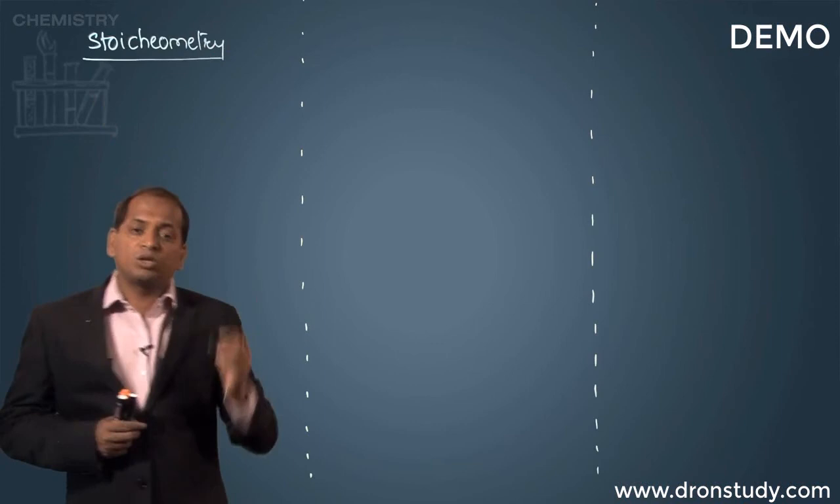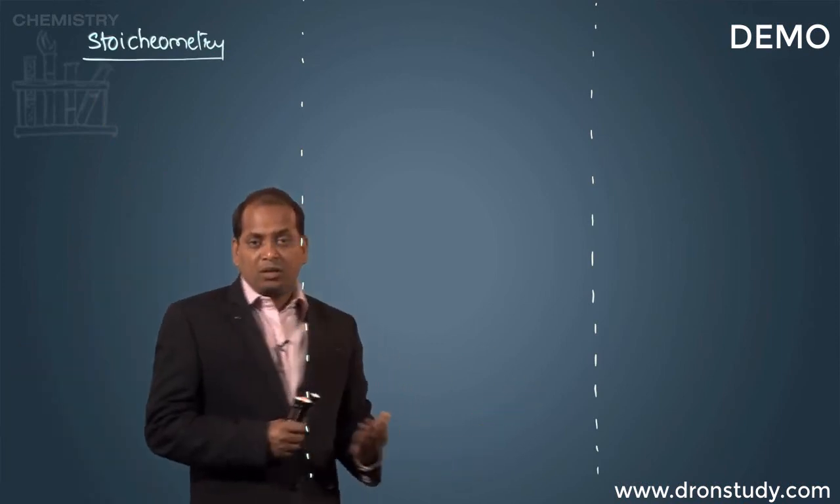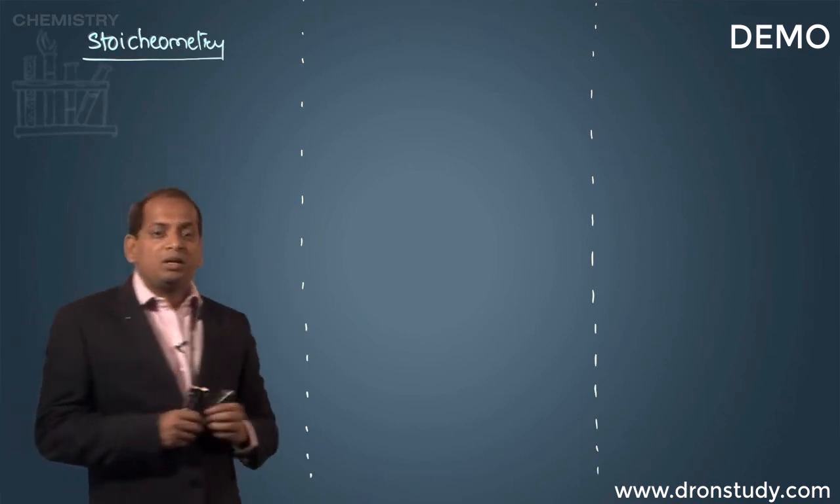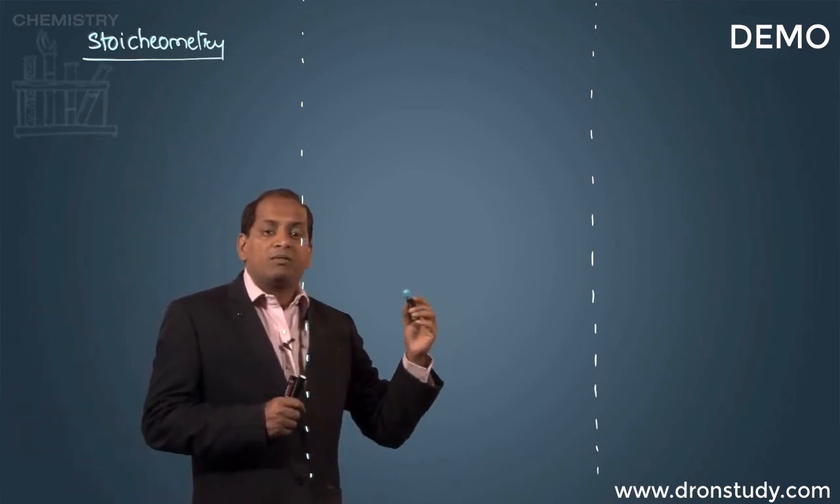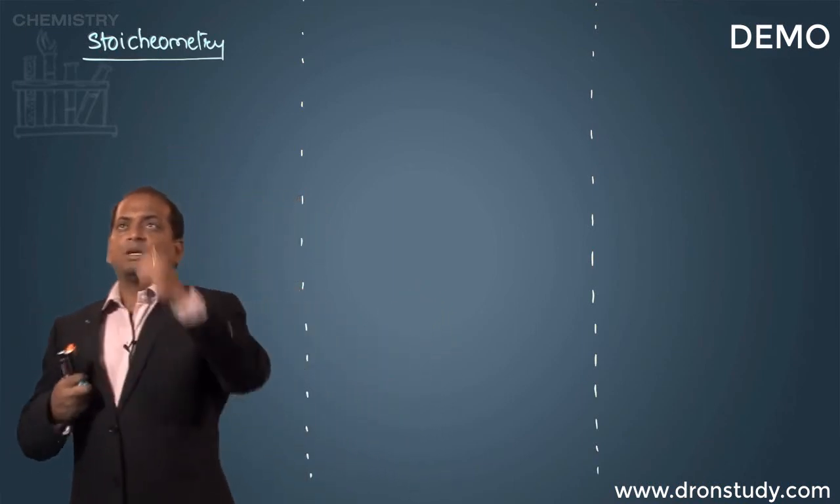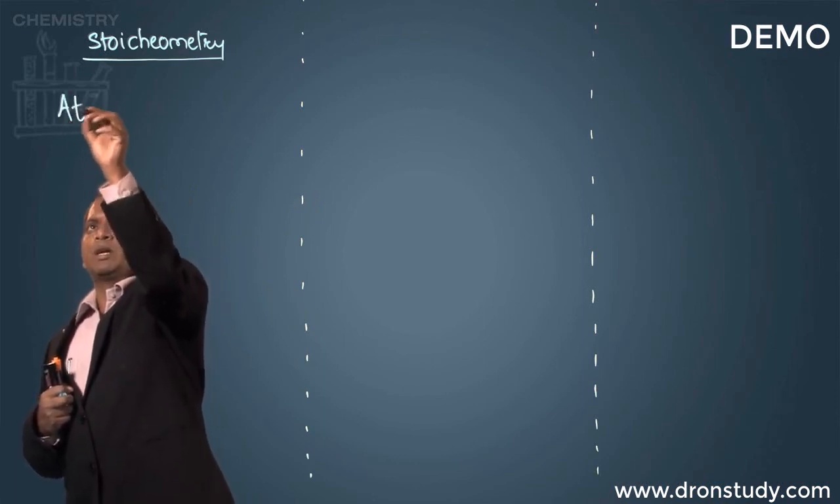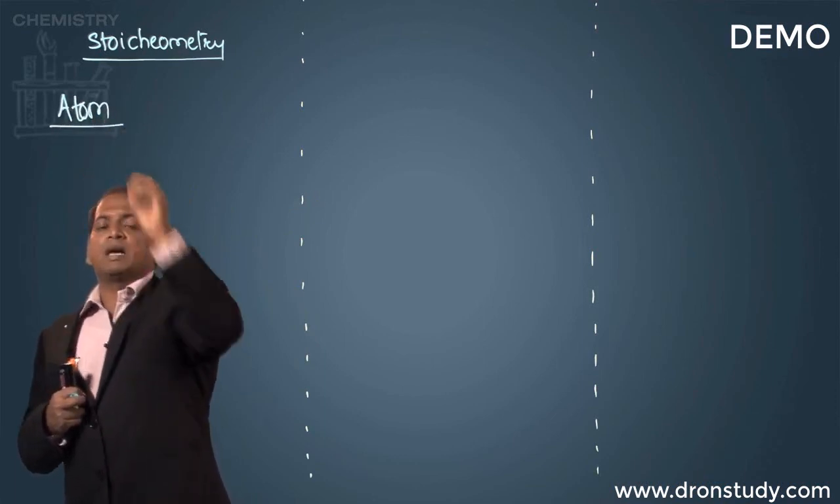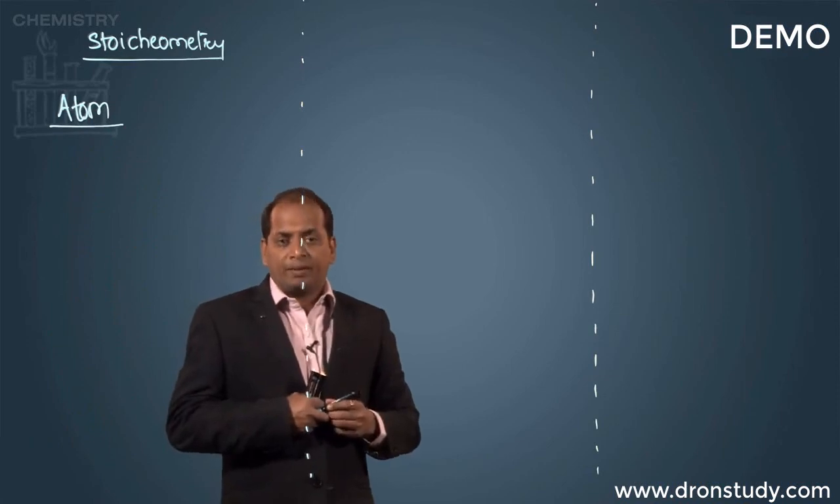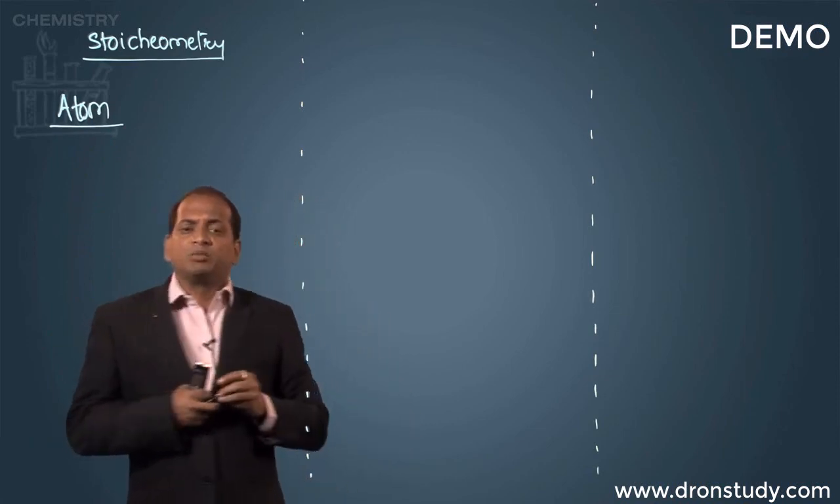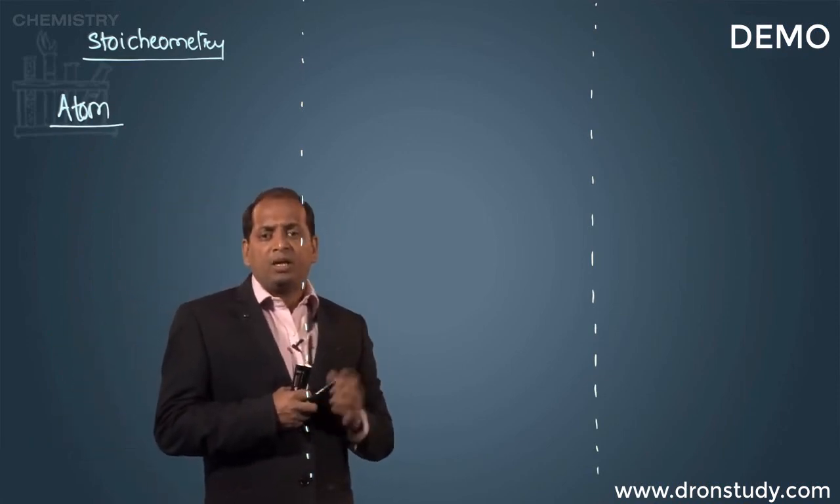Now, in various reactions or various analytical processes, in stoichiometry we start with a very basic concept, that is nothing but the atom. In chemistry, we have done this concept of the atom in a lower standard. An atom is the smallest indivisible particle of an element.